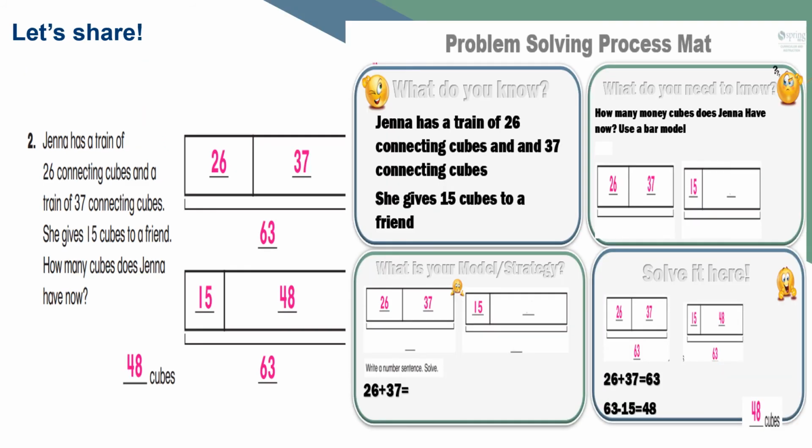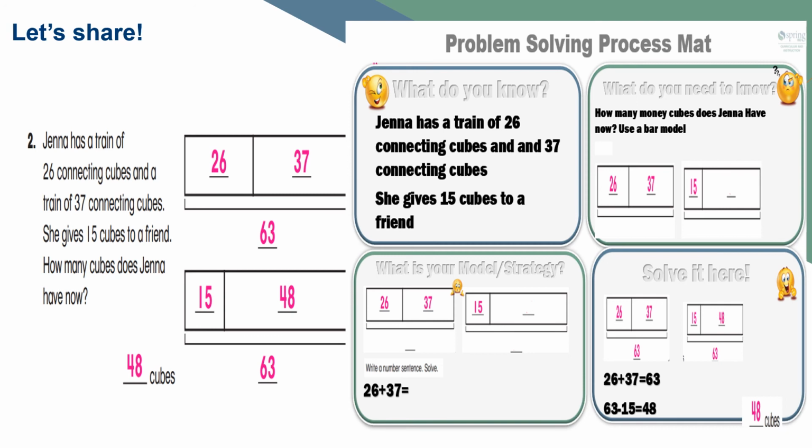Let's share. I know in order for you to solve the problem, you created your problem solving process mat. So let's go ahead and compare our answers. I'm going to read the problem. I know you read it 2 to 3 times, but I'm just going to read it again. Jenna has a train of 26 connecting cubes and a train of 37 connecting cubes. She gave 15 cubes to a friend. How many cubes does Jenna have now?